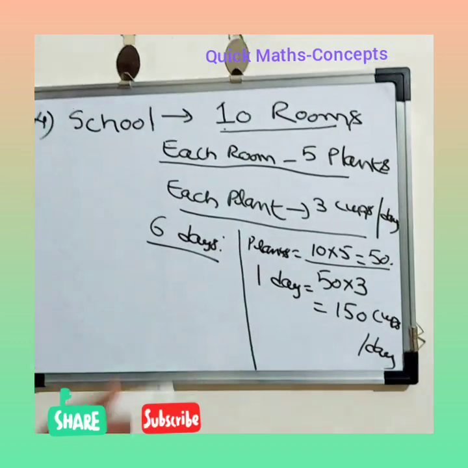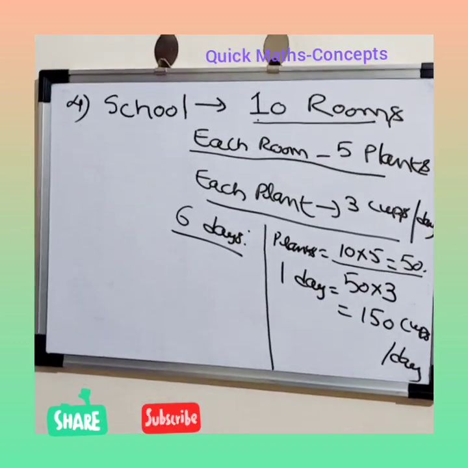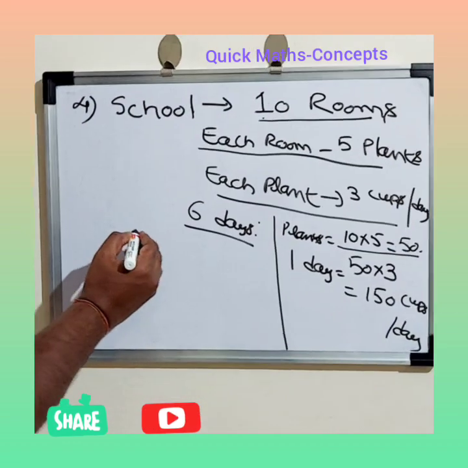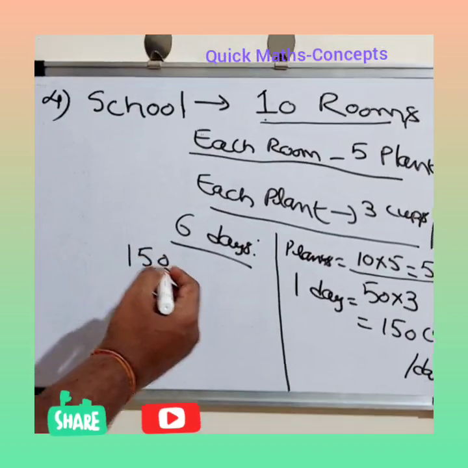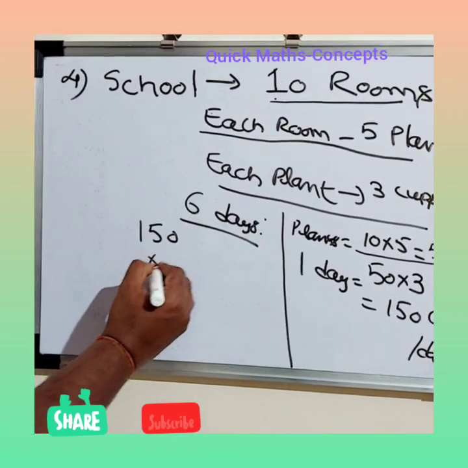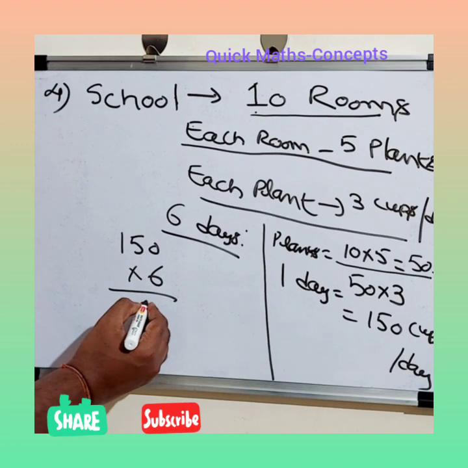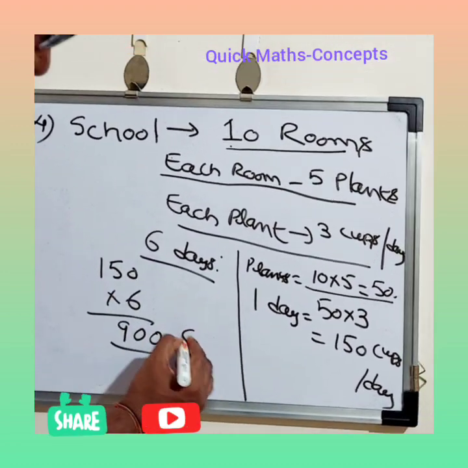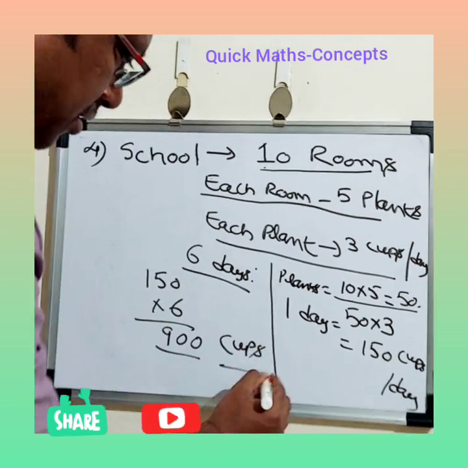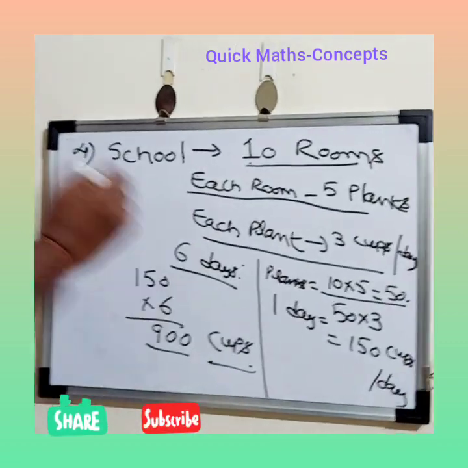But what is the question you have? 6 days. So for 6 days, how many cups of water are needed? The answer is simple. For 1 day, 150 cups of water, then for 6 days, 15 6s are 90 and 0. So 900 cups of water are needed to pour water for all the plants in the school for 6 days.